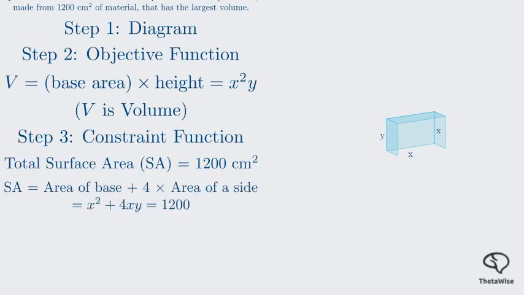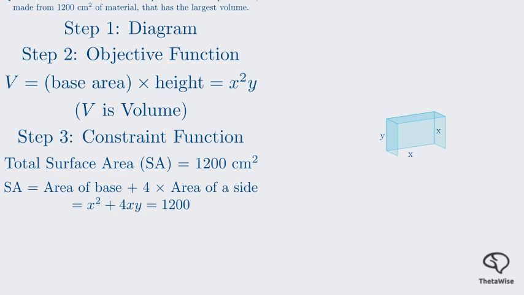The box uses 1,200 square centimeters of material, which is the surface area. The surface area of this open box is the area of the base, x squared, plus the area of the 4 sides, each being x times y. So x squared plus 4xy equals 1,200.